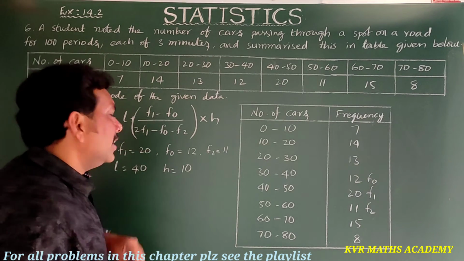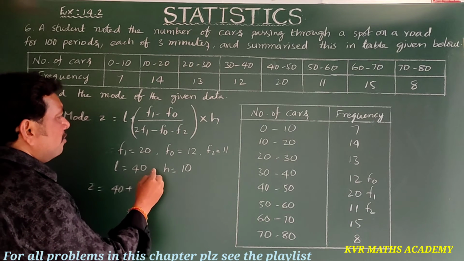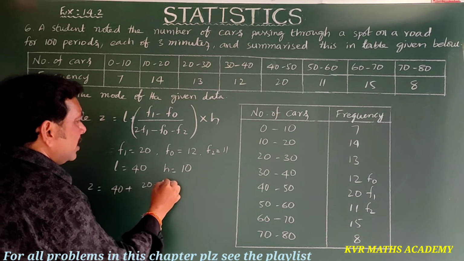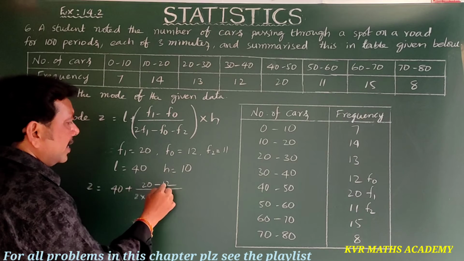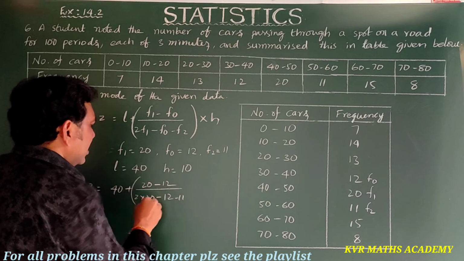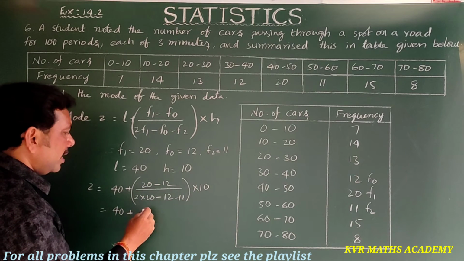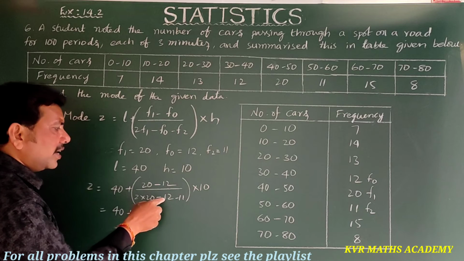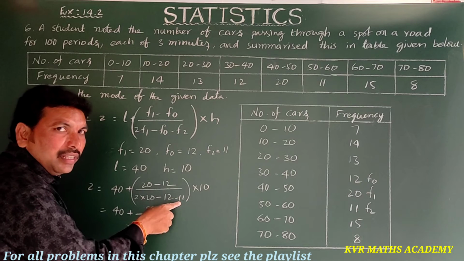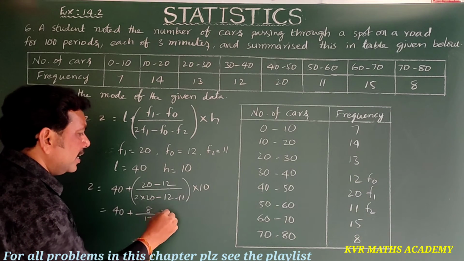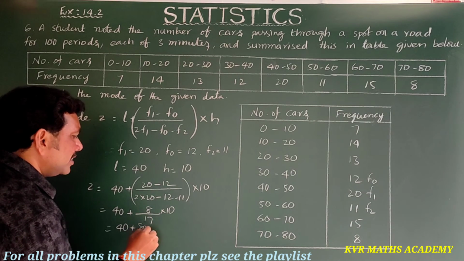So let us substitute here. Z is equal to L, which is 40, plus (F1 which is 20 minus F0 which is 12) by (2 into 20 minus 12 minus 11) into 10. That is 40 plus 20 minus 12 is 8, over 2 twenties are 40, minus 23, since 12 plus 11 is 23, so 17, into 10. So that is 40 plus 8 tens are 80 by 17.